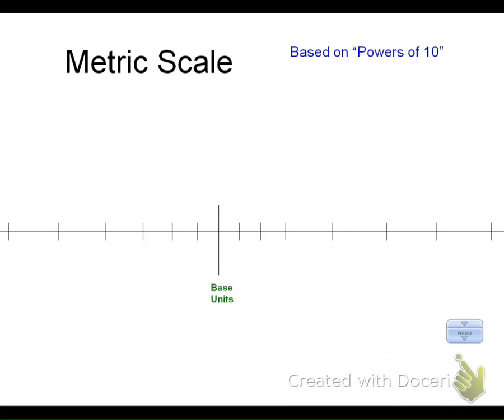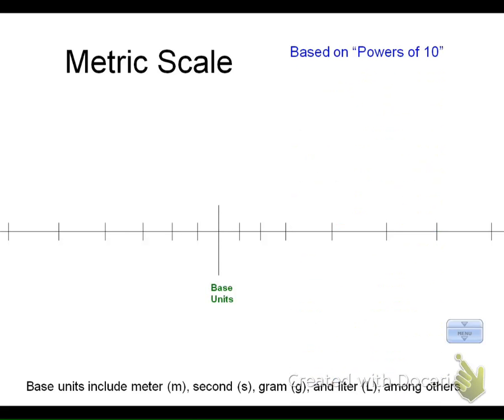In the middle of the number line, we have base units. It's our home base. It's our starting point. Base units include meter, second, gram, liter. These are the actual measurement units. The rest of the metric scale is made up of a bunch of prefixes that just stand for numbers, but the base units are the real measurement units.